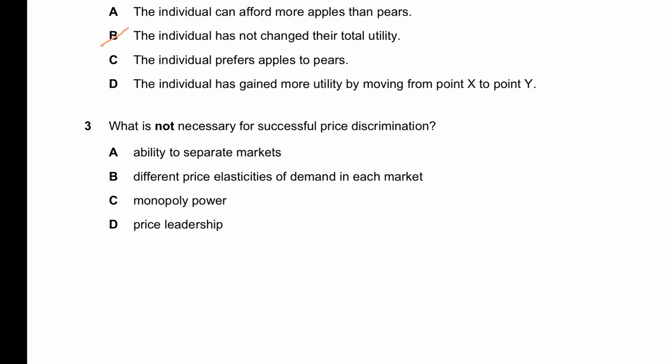In number 3, they ask what is not necessary for successful price discrimination. In order to do price discrimination, we should have an ability to separate markets. We should also have different elasticities in different markets, because if you are unable to do so, you may not be able to charge different prices. Then you must have monopoly power, which means perfect competition cannot do price discrimination. Therefore, the right answer is price leadership. You don't need to be a leader in the market to do price discrimination. You could also be somebody who has some kind of monopoly power to do price discrimination.